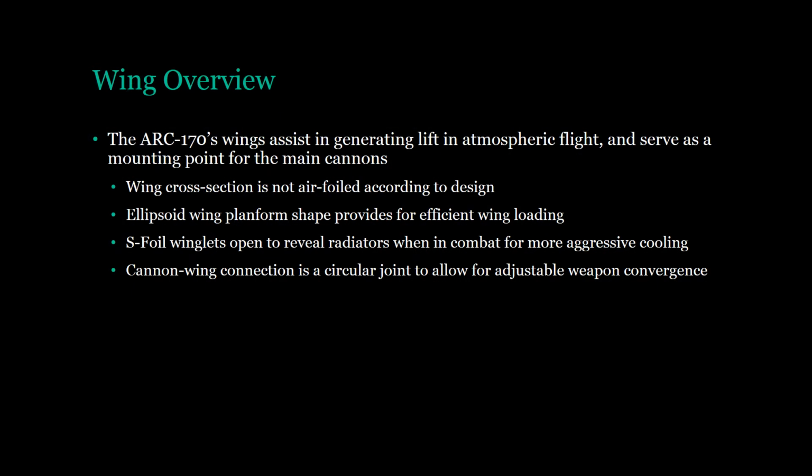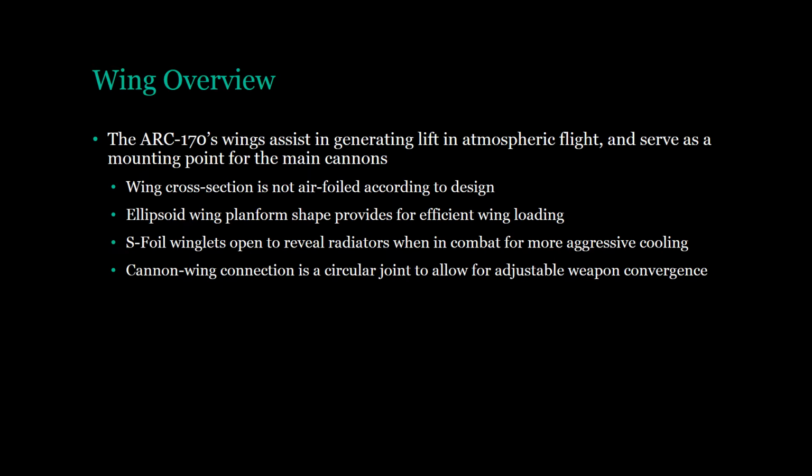The ARC 170 has two wings, which assist in generating lift in atmospheric flight and serve as a mounting point for the main cannons. Unlike most modern aircraft, the wing cross-section is not airfoiled, so they were modeled as a flat plate with filleted edges. The planform shape of the wings are ellipsoidal, which helps with efficient wing loading while in atmospheric flight.